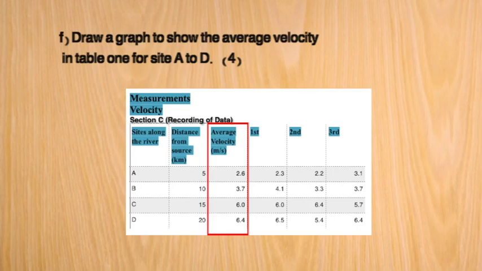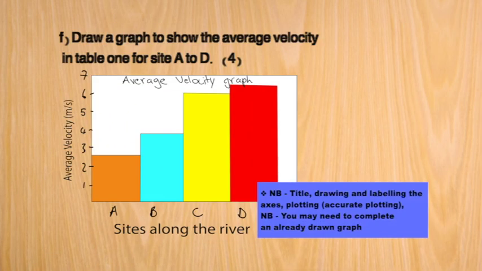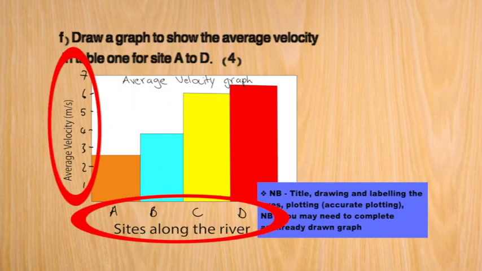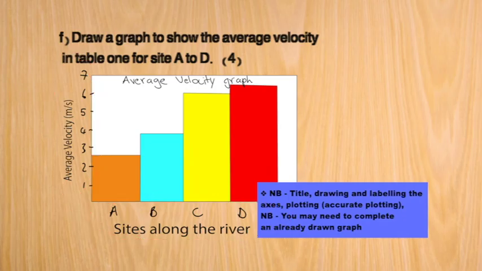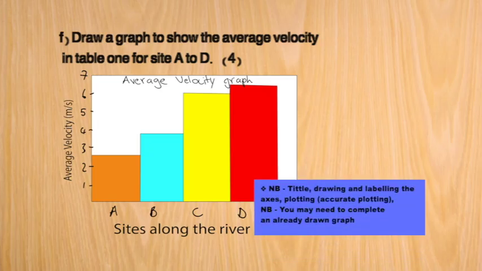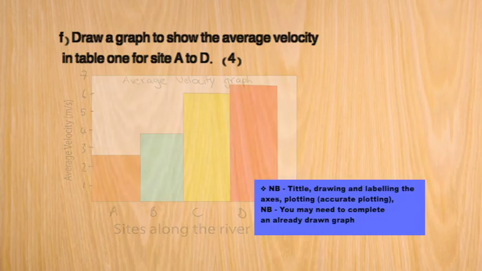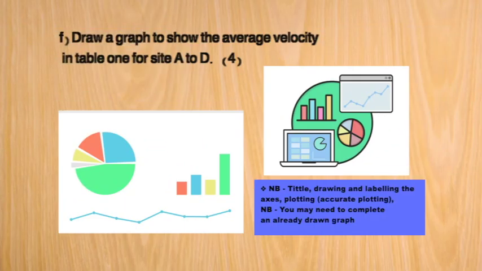Question F. Draw a graph to show the average velocity in table 1 for site A to D. Very important. The graph should have title, draw and label the axis and plot accurately. Or sometimes you may need to complete a graph that is already drawn. You must know how to deal with different types of graph, such as triangular graph, line graph, bar graph, isomaps, pie chart, and the scatter graph.